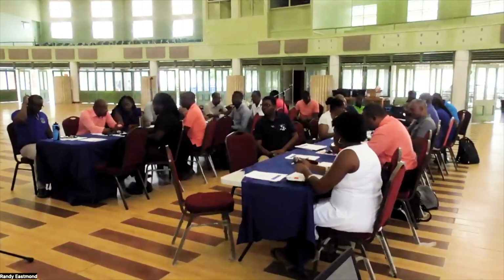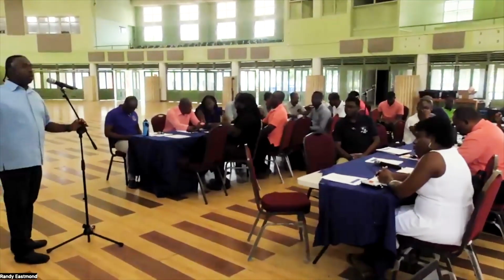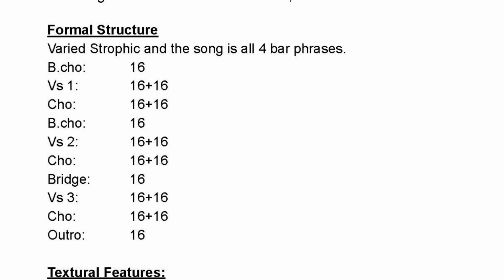So what I was trying to pull up earlier was how I would quickly note my SBA if I were doing it. Formal structure: 6 plus 2 bars, 16 plus 16, very simple. The song is very strophic. So the formal structure is basically that. Let's scroll down.